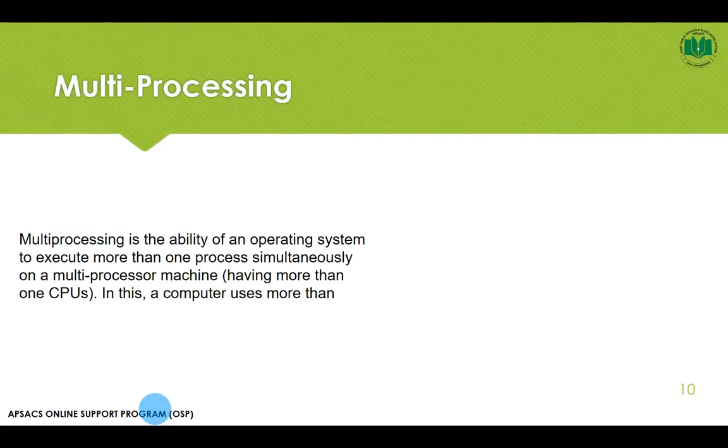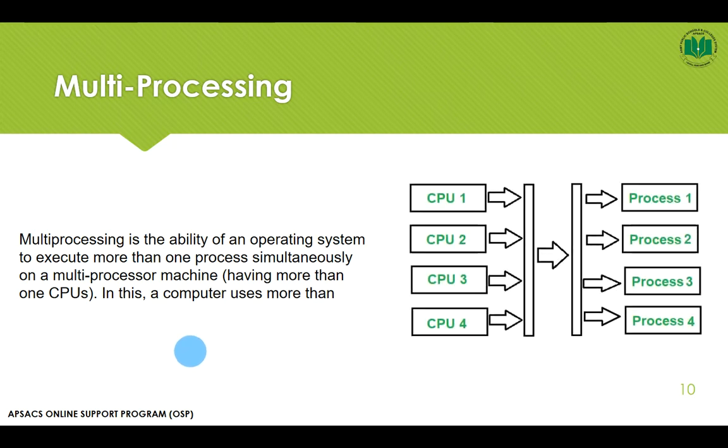Not every time do we have a limited CPU. We have bigger systems: workstations, server computers, supercomputers, mainframe computers, mini computers. They don't use only one processor, they use multiple processors. Multiprocessing is the ability of an operating system to execute more than one process simultaneously on a multiprocessor machine. A multiprocessor machine is a machine having more than one CPU.